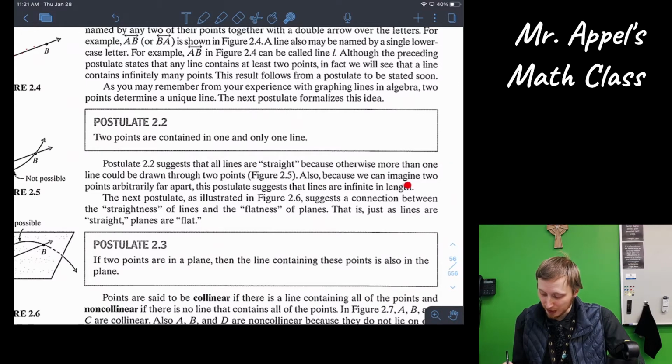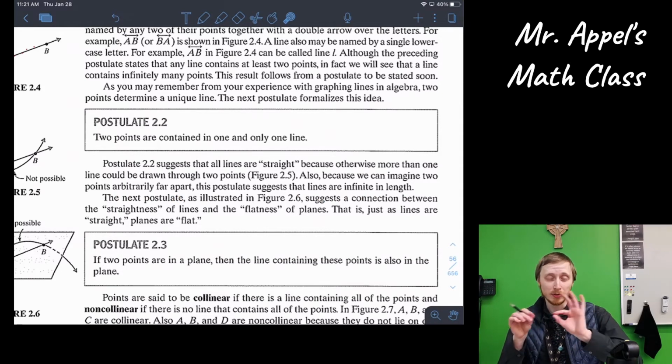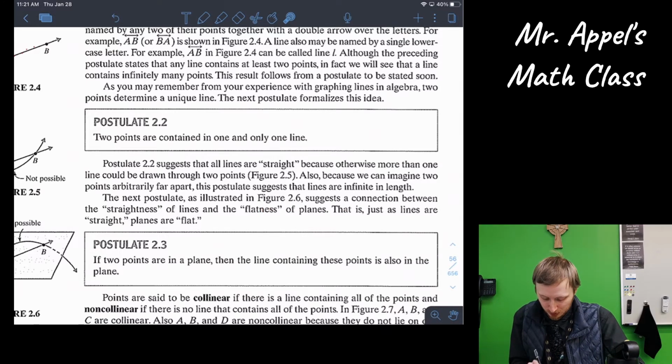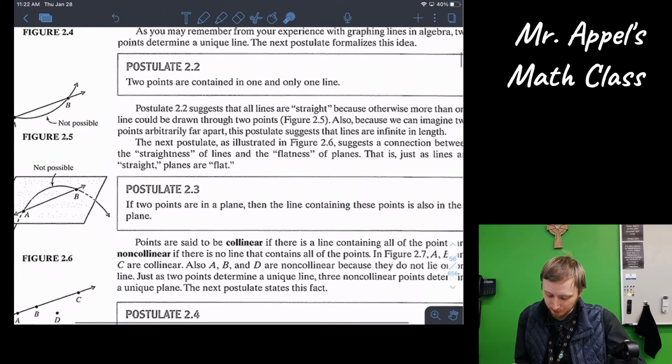Also, because we can imagine 2 points arbitrarily far apart, this postulate suggests that lines are infinite in length, because all you have to do is start with 2 points that are infinitely far away. The next postulate, as illustrated in figure 2.6, suggests a connection between the straightness of lines and the flatness of planes. That is, just as lines are straight, planes must be flat.